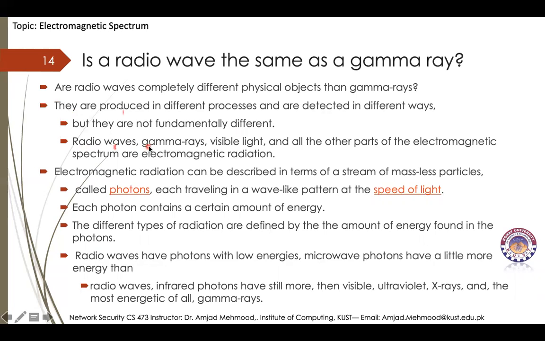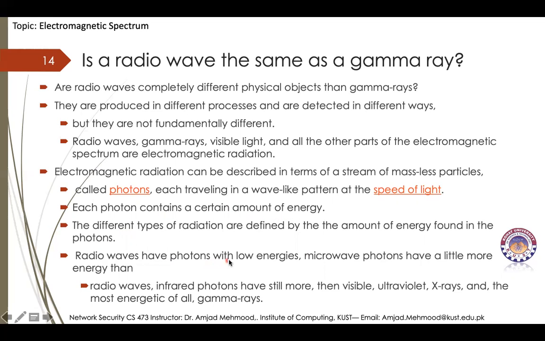Radio waves, gamma rays, visible light, and all other parts of the electromagnetic spectrum are electromagnetic radiation. Electromagnetic radiation can be described in terms of a stream of massless particles called photons, each traveling in a wave-like pattern at the speed of light. Each photon contains a certain amount of energy. The different types of radiation are defined by the amount of energy found in photons.